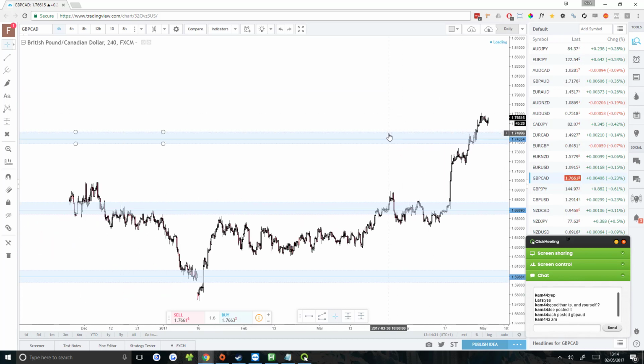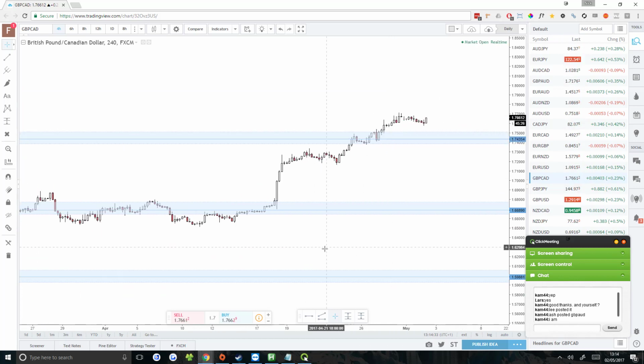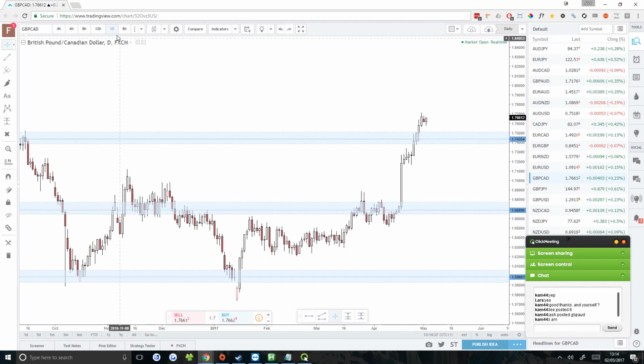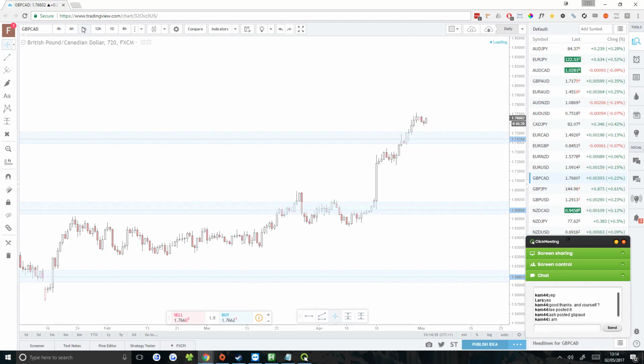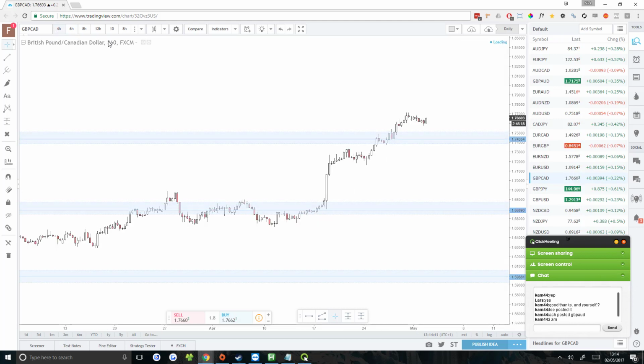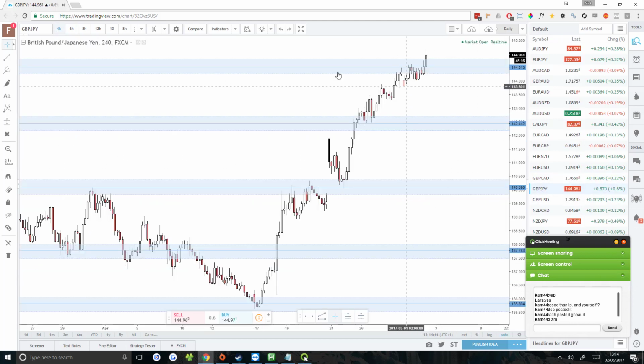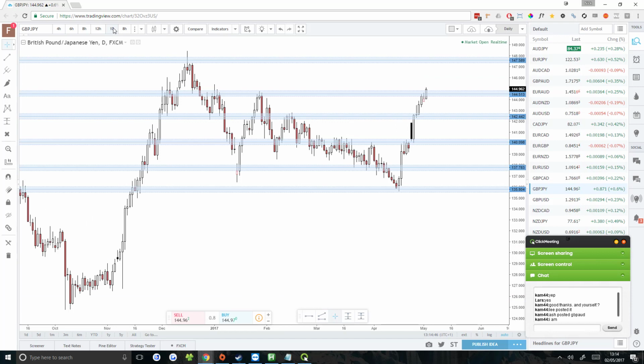GBP CAD, wanting new support resistance areas for this one. It's trending up, broken above the resistance area. There's nothing much that I would want to trade right there. GBPJPY trending up. Seems like it's broken through this resistance area here. This was a pretty strong resistance area. It was responsible for a pretty big reversal back here.